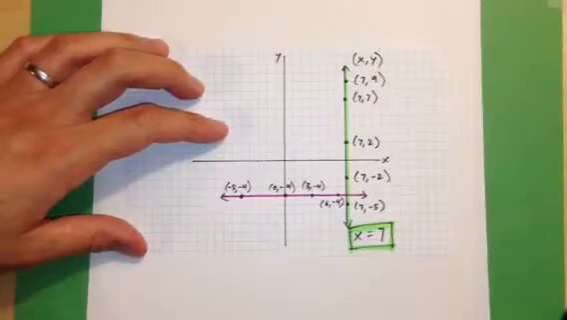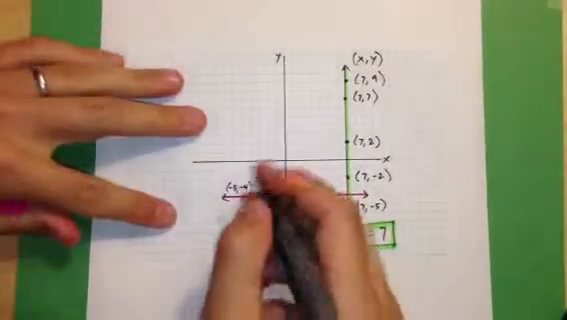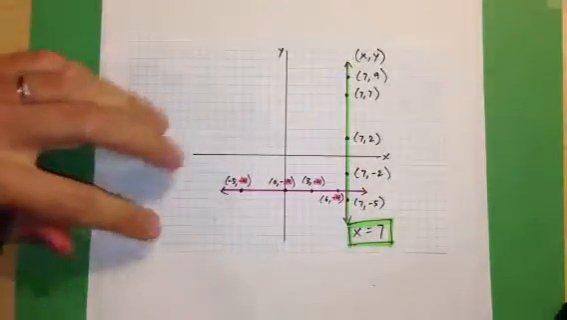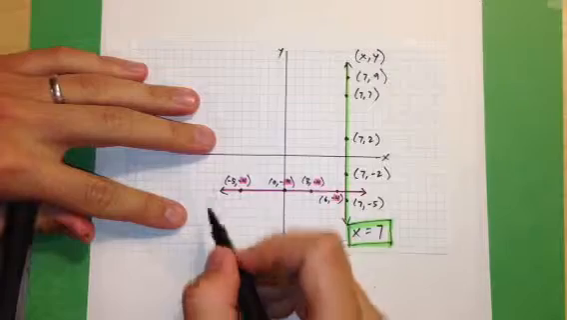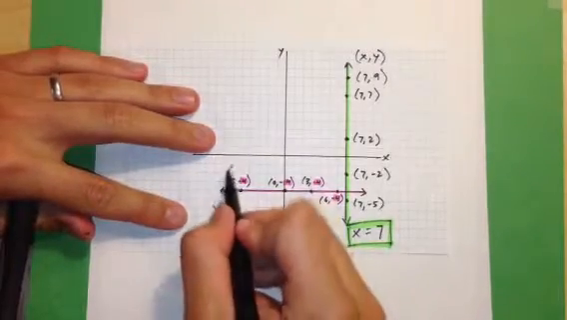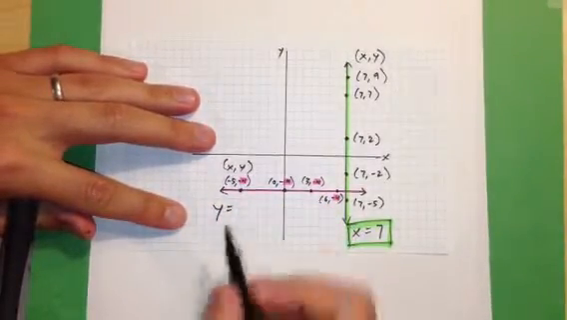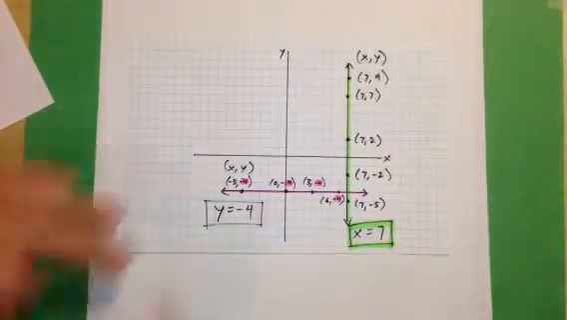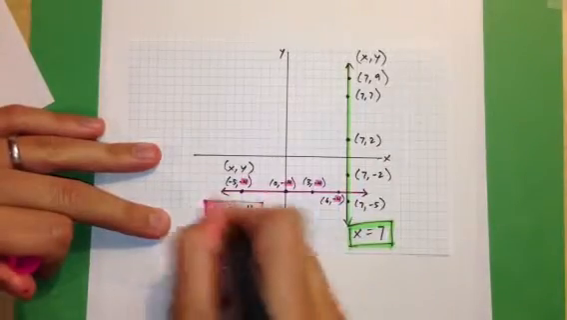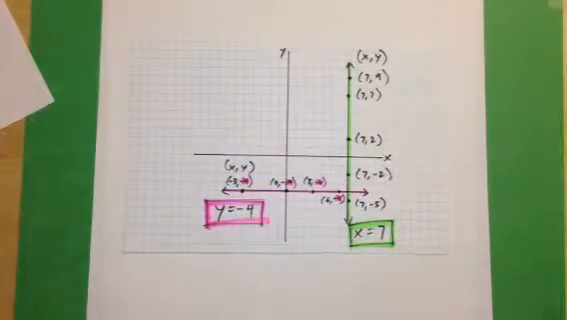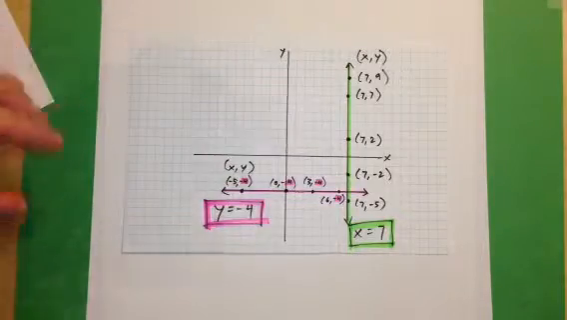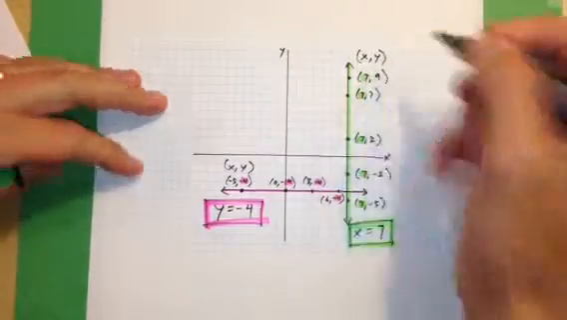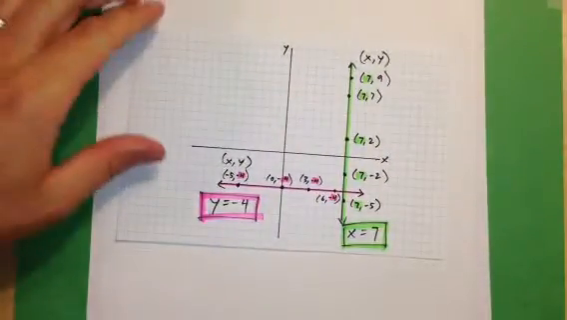You're sensing another pattern here too. The y values are all the same. They're all negative 4. So the equation of this horizontal line is y equals negative 4, because the coordinates are x, comma y. And again, for the vertical line, all of the x values were the same. X was 7 in this case, so the equation was x equals 7.